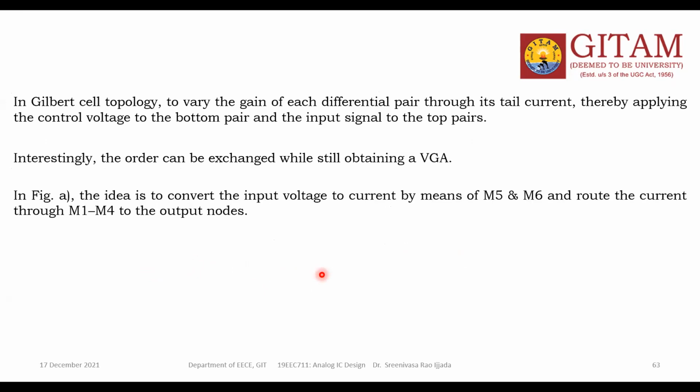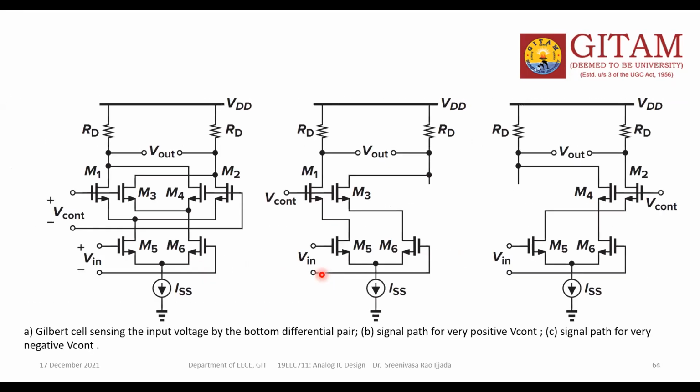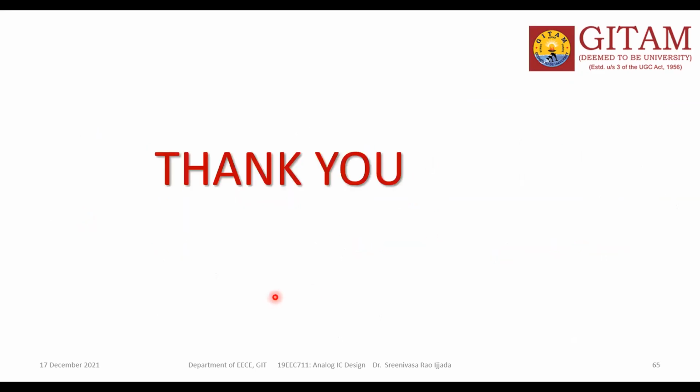Next, the three circuits here, this is the Gilbert cell. In this, M5 and M6 take the input voltage and convert it into current, and the current is routed to the RD through these branches. Now suppose this Vcont value is positive, then these two are on and these two are off. So this is the equivalent circuit. Suppose this Vcont is negative, these two will be off and those two will be on. This is the way the operation goes. Yes, now you can tell me any doubts?